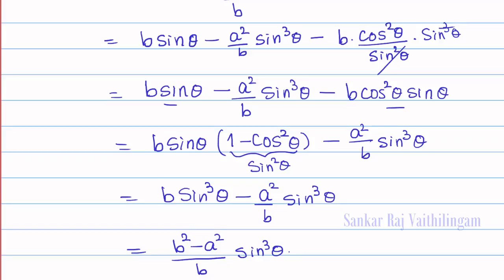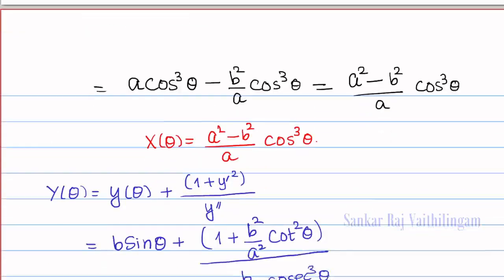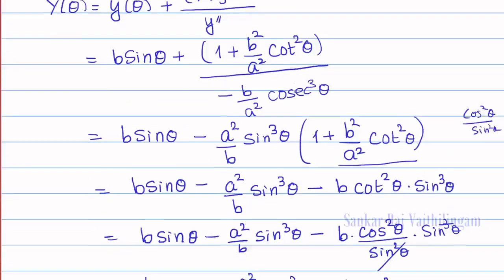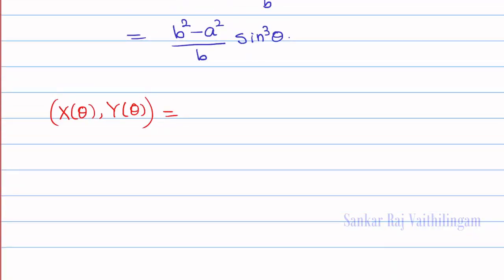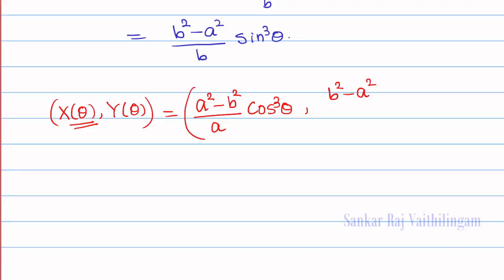Okay, so we found x and we found y. x is a square minus b square by a cos cube theta. So that is x of theta, and capital Y of theta, the center, is given by a square minus b square divided by a cos cube theta, which is our x of theta, comma y of theta, which is b square minus a square by b sine cube theta. This is the center of curvature.